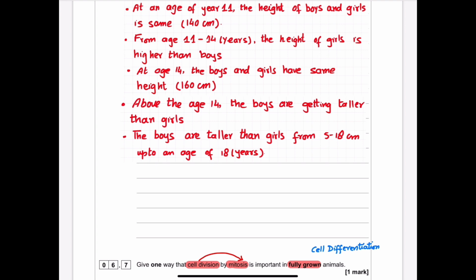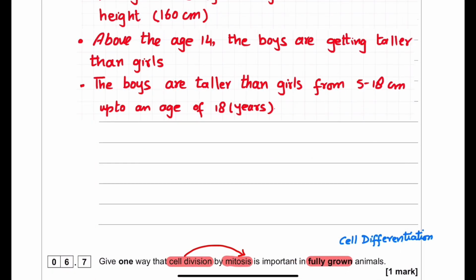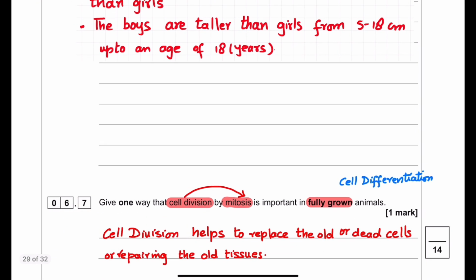Question 6.7. Give one way cell division by mitosis is important in fully grown animals. This question is from cell division. Cell division helps to replace the old or dead cells in the animals. Let's see the model answer. Cell division helps to replace the old or dead cells or repair the old tissues.